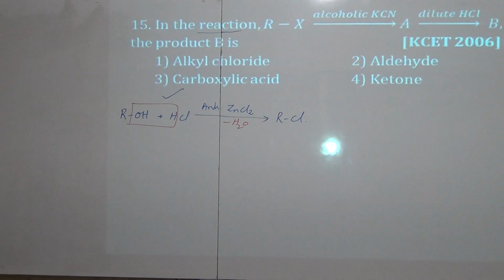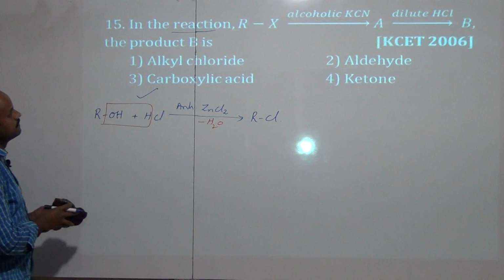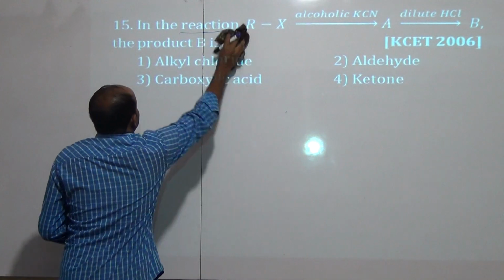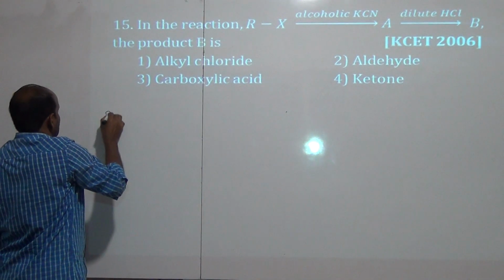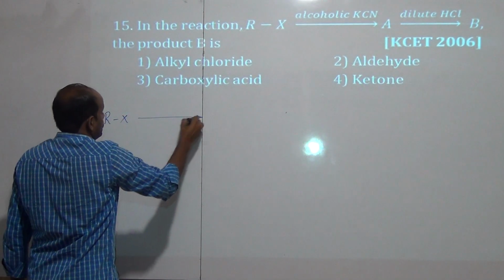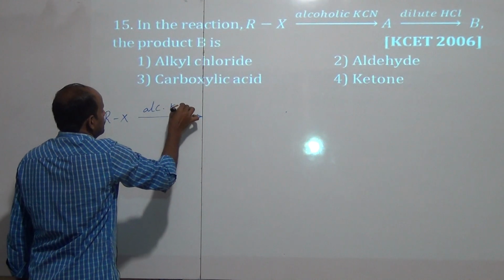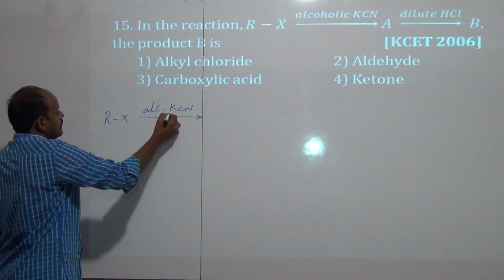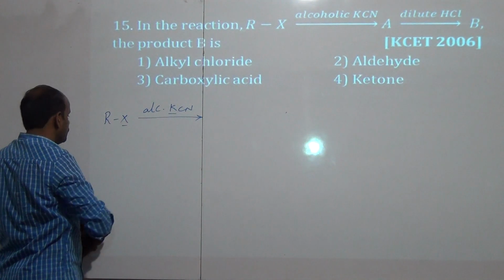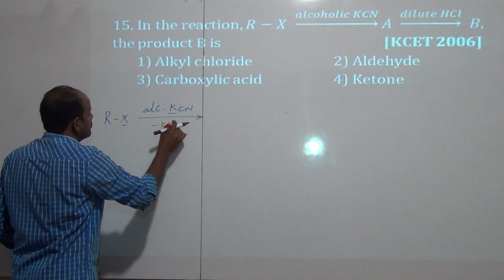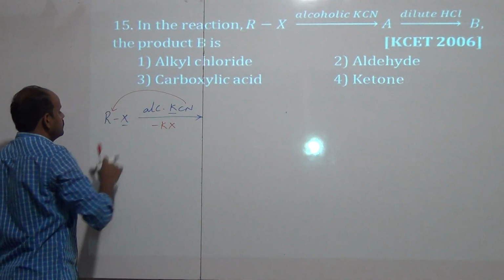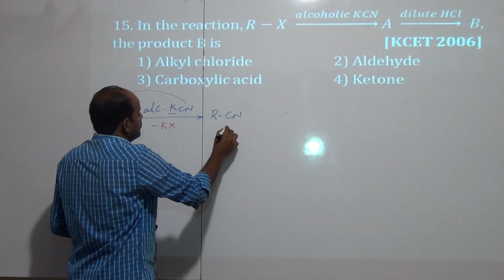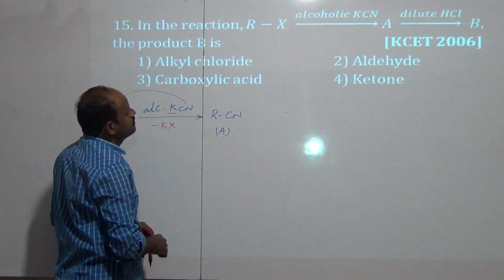In the given reaction, RX is reacted with alcoholic KCN. What happens when alcoholic KCN reacts with alkyl halide? Here K and here X are removed as KX. Then CN attacks the alkyl group. Thus we get alkyl cyanides. Here they given this is A.